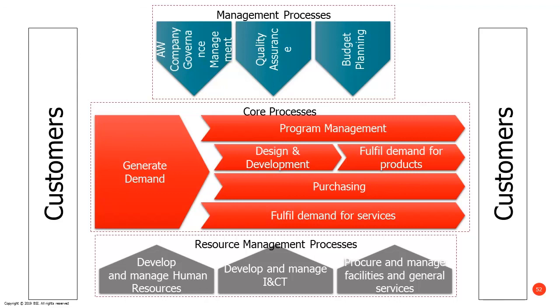So you could have this: customers on the left, customers on the right, all the activities in the middle, so the bits in red are the core processes. You've got management processes at the top, so they're the support processes, and then the resource at the bottom. So that's an example of how you could do it. And there's no set requirement for how you do it. You do it to meet your needs, but make sure everybody understands what it means.